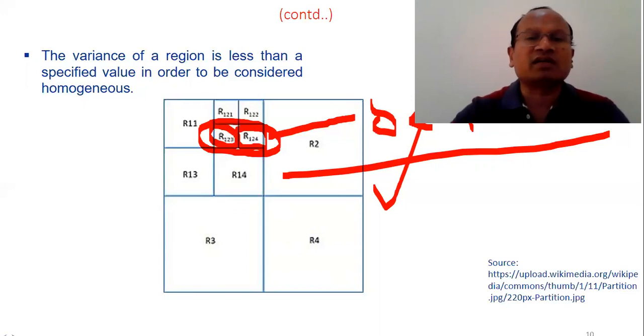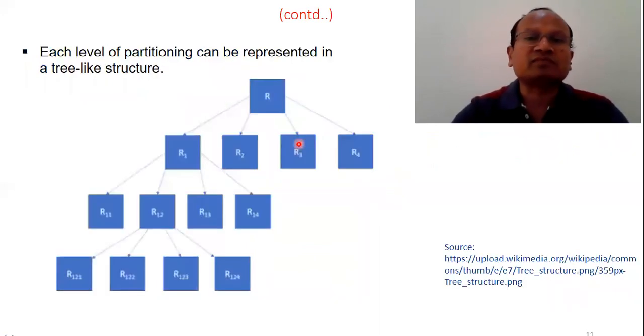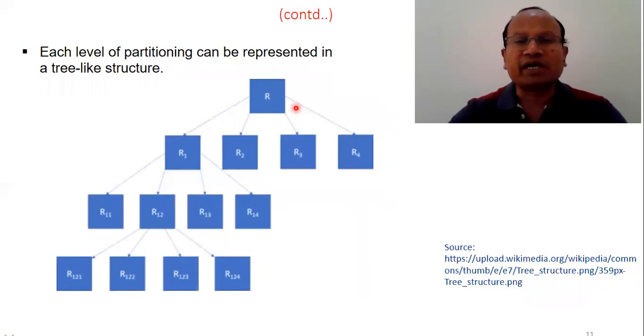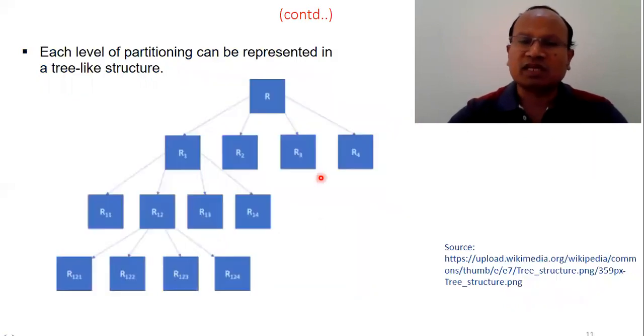So you can see here that further split of R2 will be done. Further split of R3 and R4 will also be done. This is just an example highlighting how split and merge works. So this is the same description as that tree-like structure, split and merge. This is the structure for this diagram, which we have seen here.